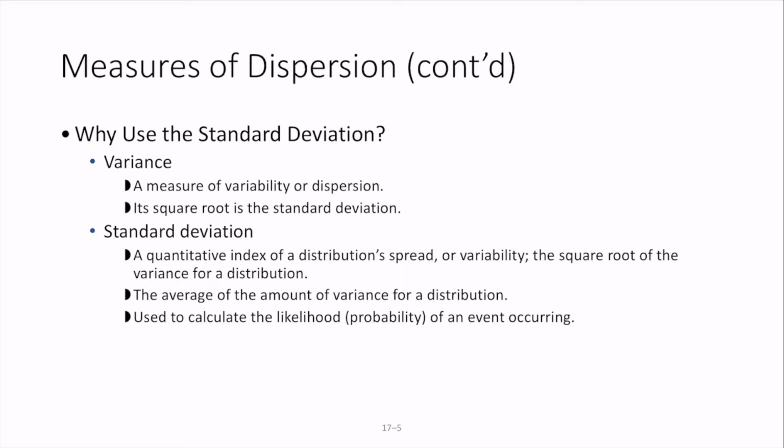I'm getting a little bit ahead of myself with these slides, but these are just some terms that will familiarize you with what we're talking about. You have standard deviation, which is a quantitative index of a distribution's spread or variability, and the square root of the variance for a distribution. And again, we'll talk about that here in just a minute. It's the average of the amount of variance for a distribution and used to calculate the likelihood or probability of an event occurring. So that's what we want to look at.